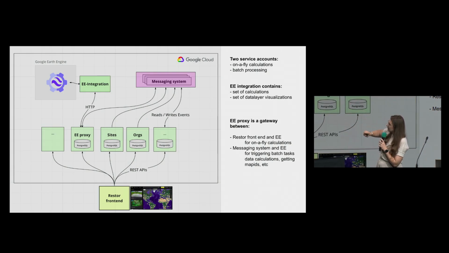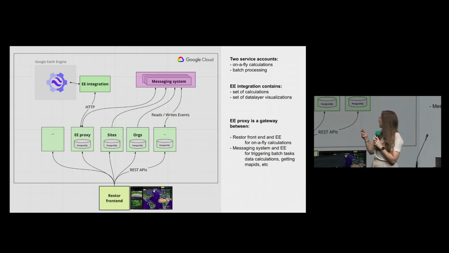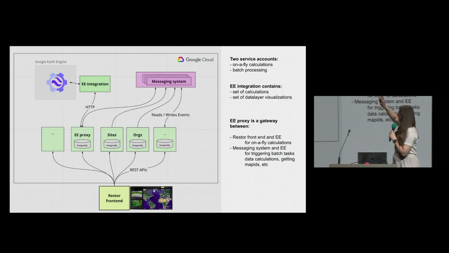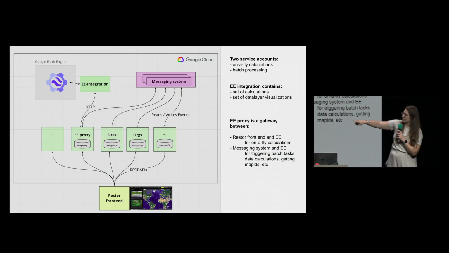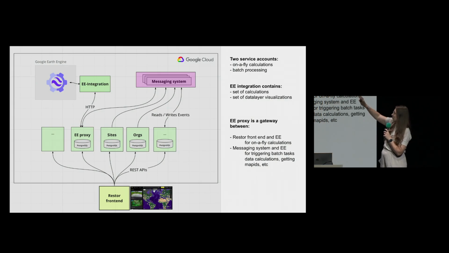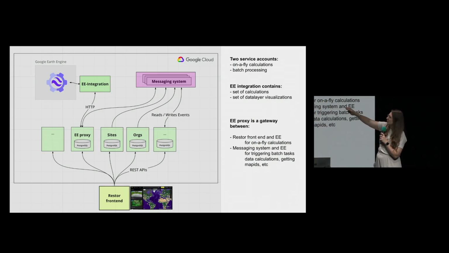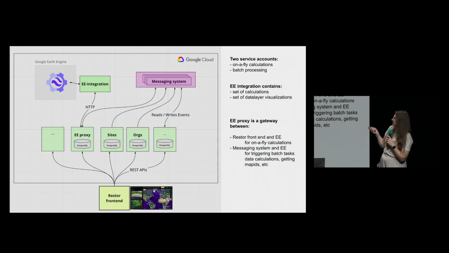And the thing that interacts with the Earth Engine is the Earth Engine integration. This is basically a catalog of different calculations. And so eProxy is the front end to talk to integration. So eProxy is a gateway for the Restor front end, for on-the-fly calculations, and for triggering things like batch processing.